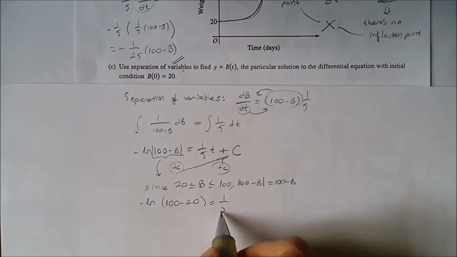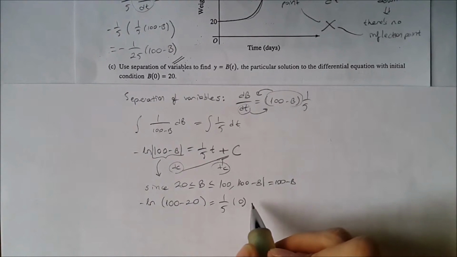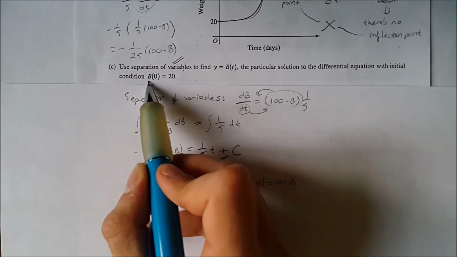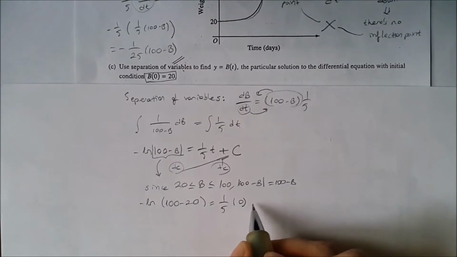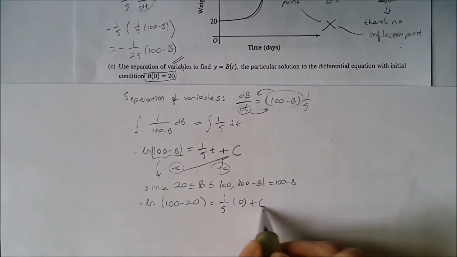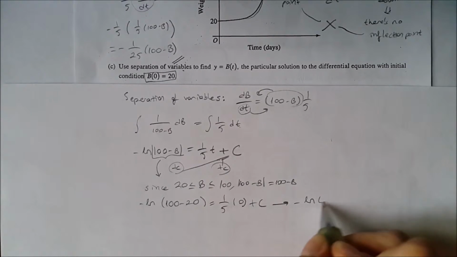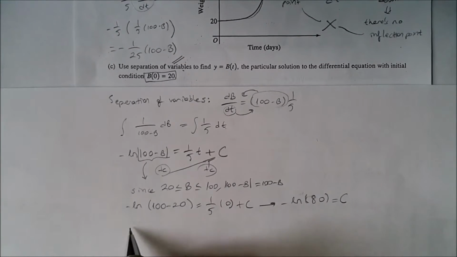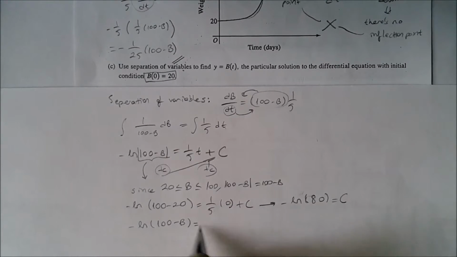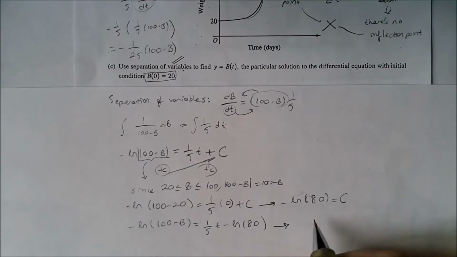Now we need to find what c equals. We are given an initial condition and we write it as it is. So we get negative ln of 100 minus 20, which is b, equals 1 over 5 times 0, according to the initial condition that we are given. If we calculate it, we get negative ln 80 to be c. Now we put this value for c, and we write our equation again, which is negative ln in parentheses 100 minus b equals 1 over 5t minus ln 80. Now this is our equation.